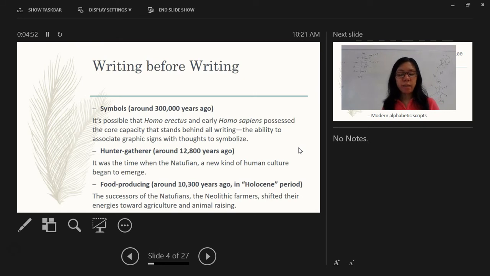planting crops and raising animals. The plants they planted were such as wheat and barley, and the animals they raised were goats, sheep, and pigs. They also built permanent villages, and one of them is Jericho, which was founded about 9,600 years ago.